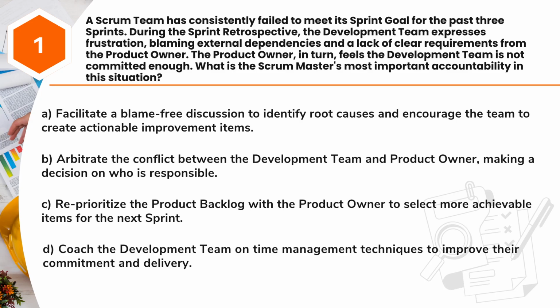A. Facilitate a blame-free discussion to identify root causes and encourage the team to create actionable improvement items. B. Arbitrate the conflict between the development team and product owner, making a decision on who is responsible. C. Reprioritize the product backlog with the product owner to select more achievable items for the next sprint. D. Coach the development team on time management techniques to improve their commitment and delivery.